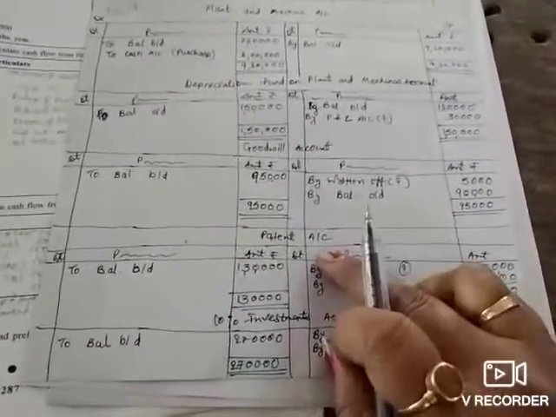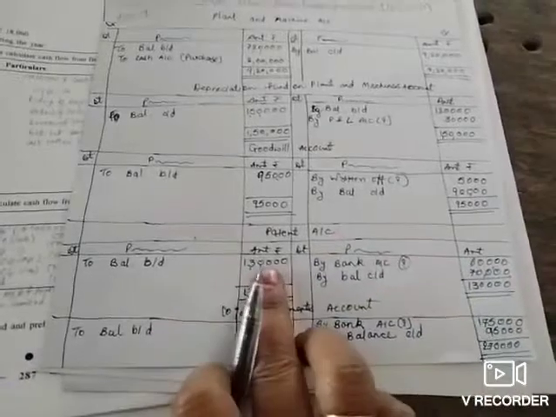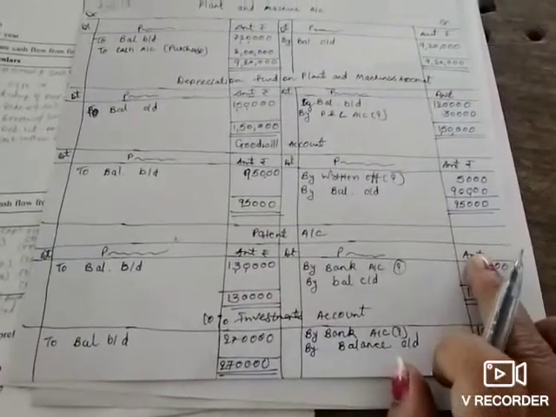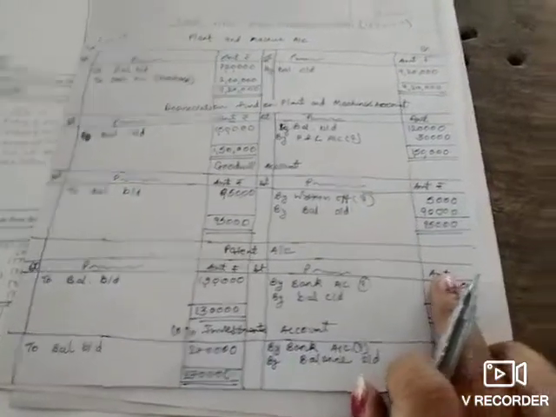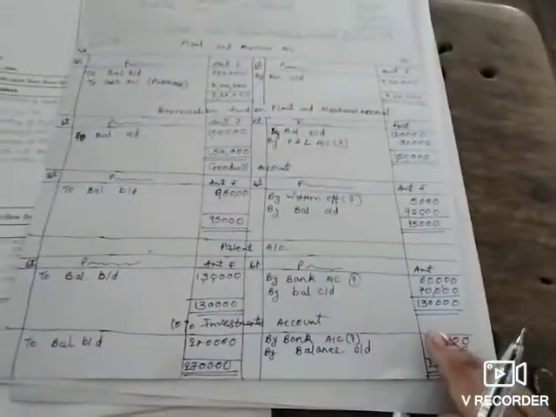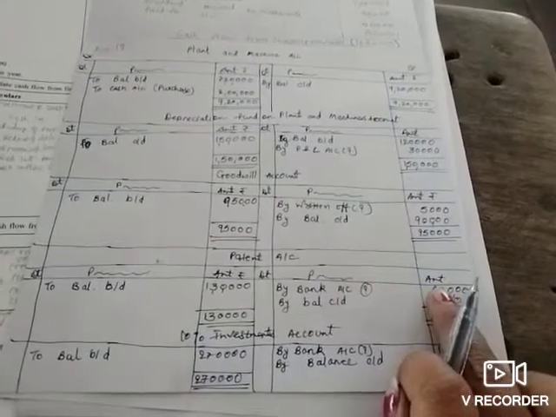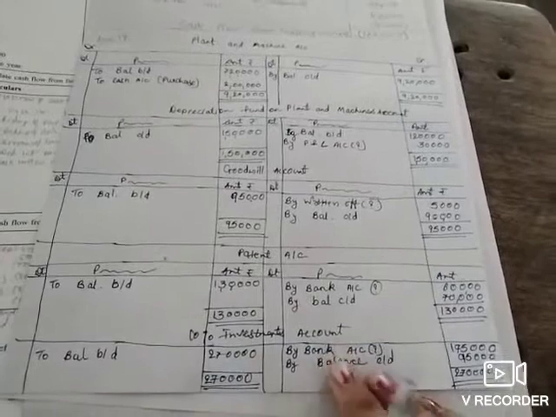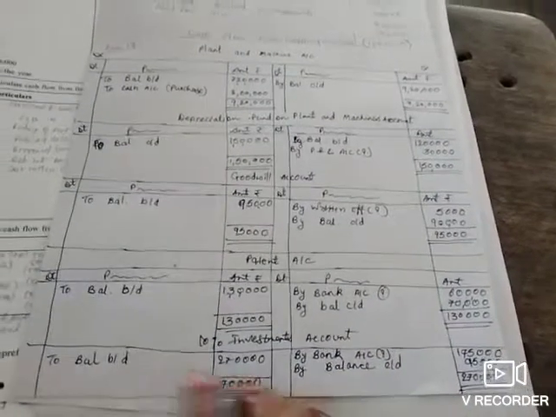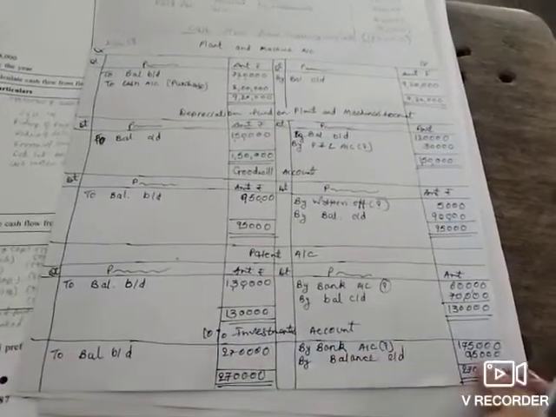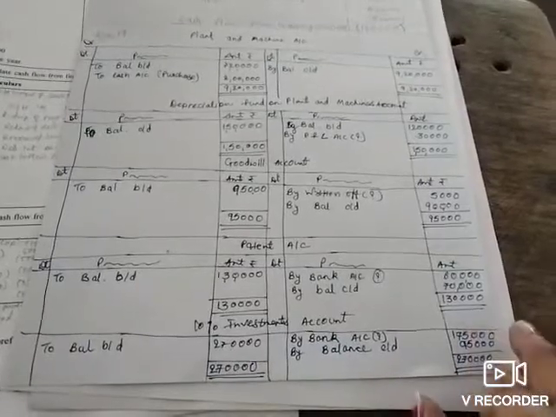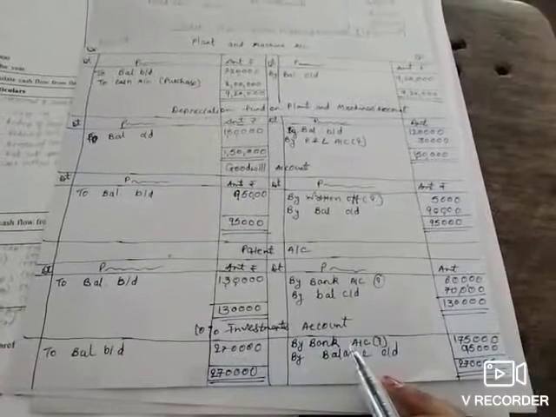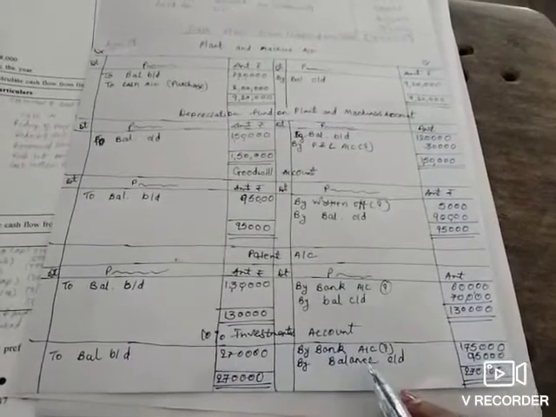The next one is the patent account. Opening balance on the debit side, closing balance on the credit side, difference. Patent, this is also a non-current asset, right? So the difference we transfer to the bank account. Then the 10% investment account. Opening balance on the debit side, closing balance on the credit side, the difference arises of rupees 1,75,000, that we transfer to by bank account.